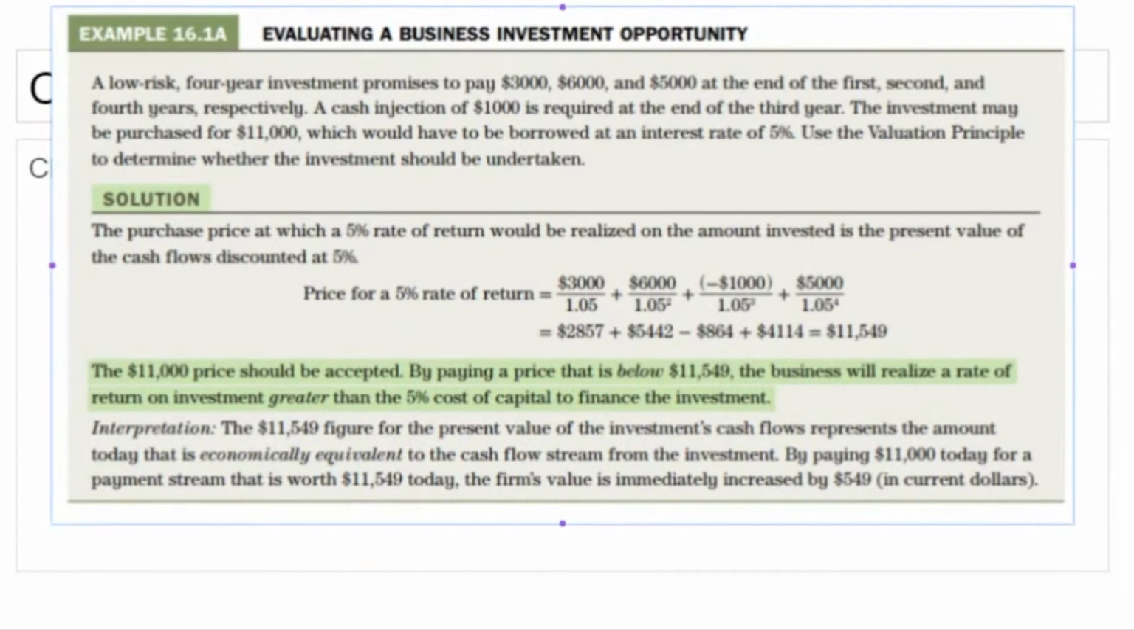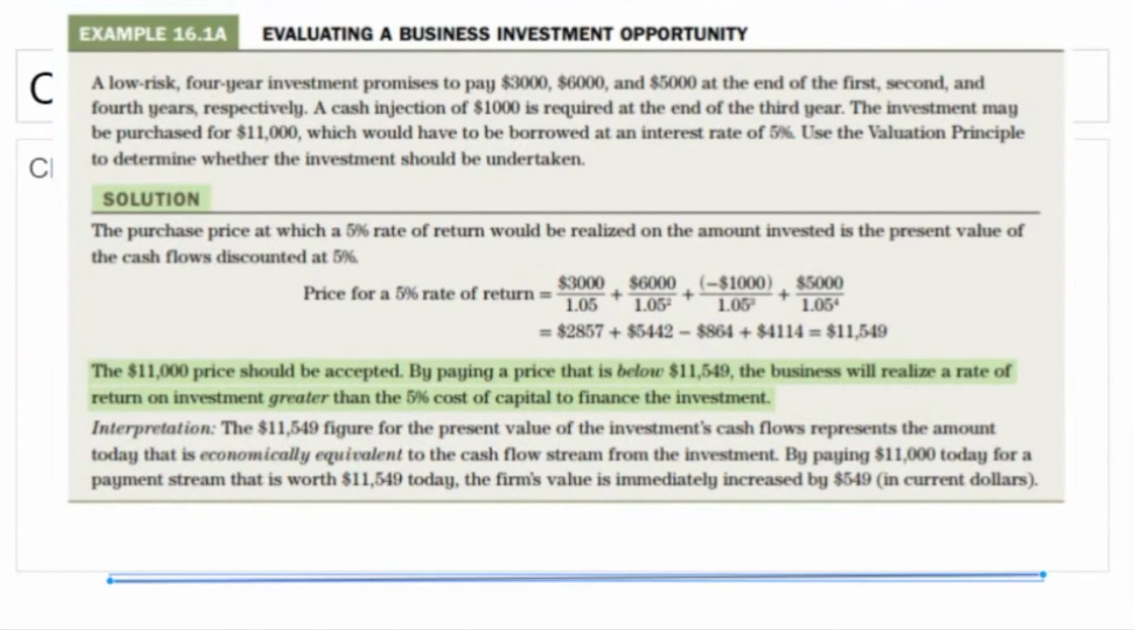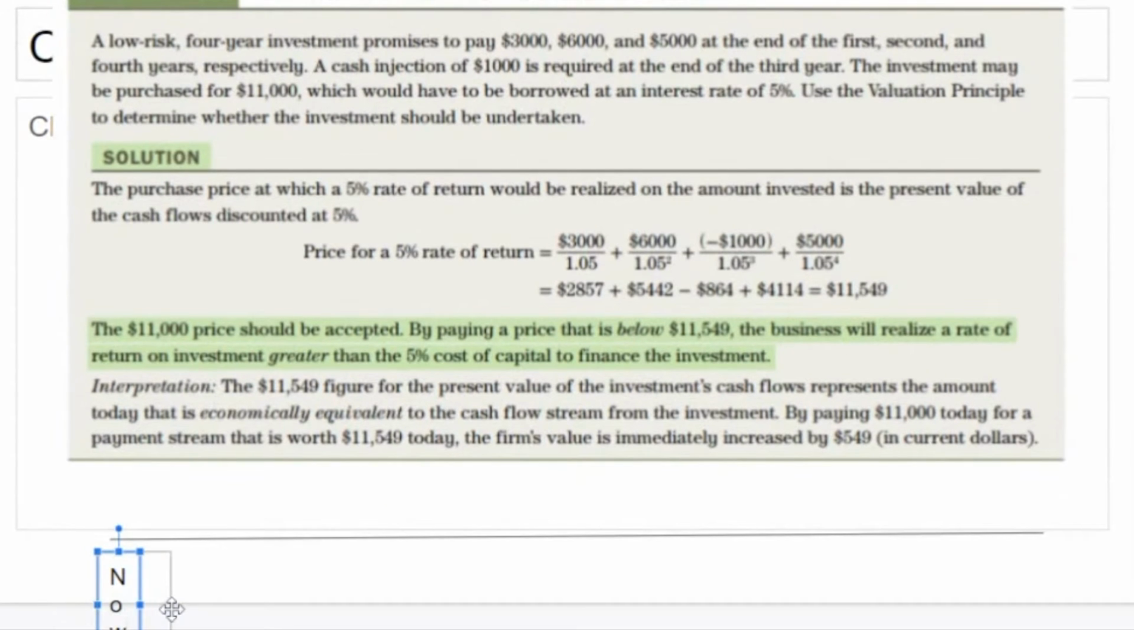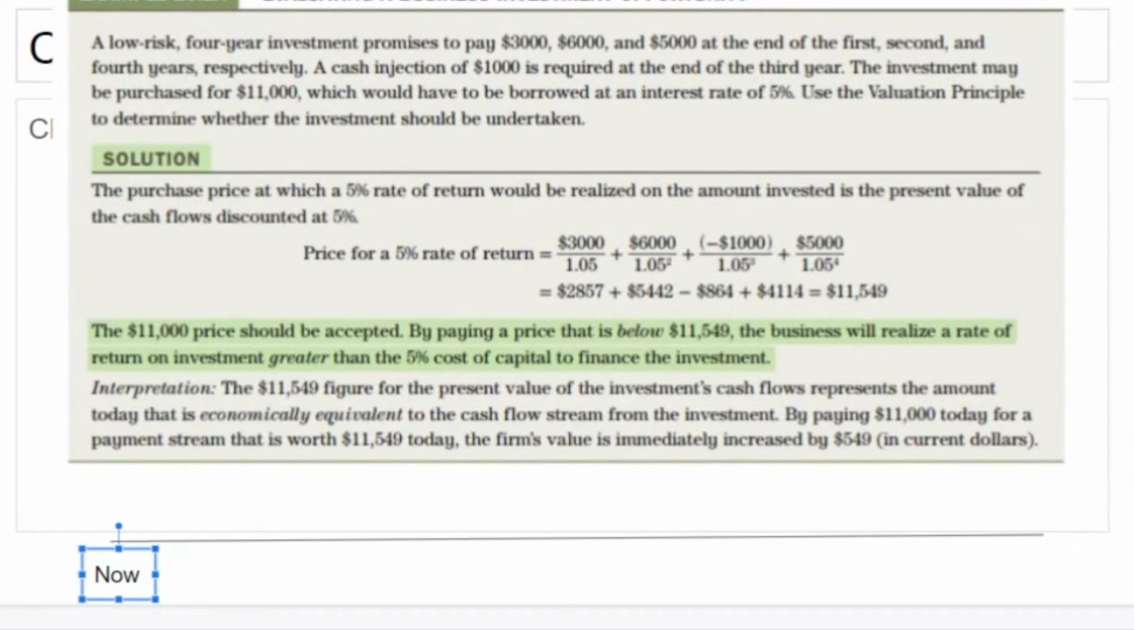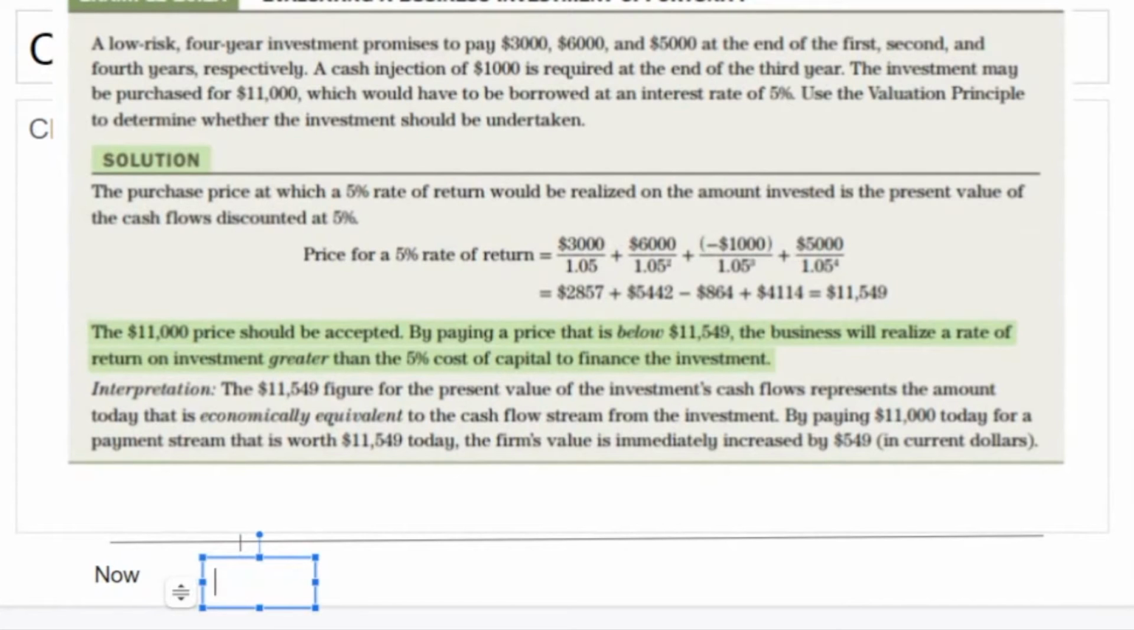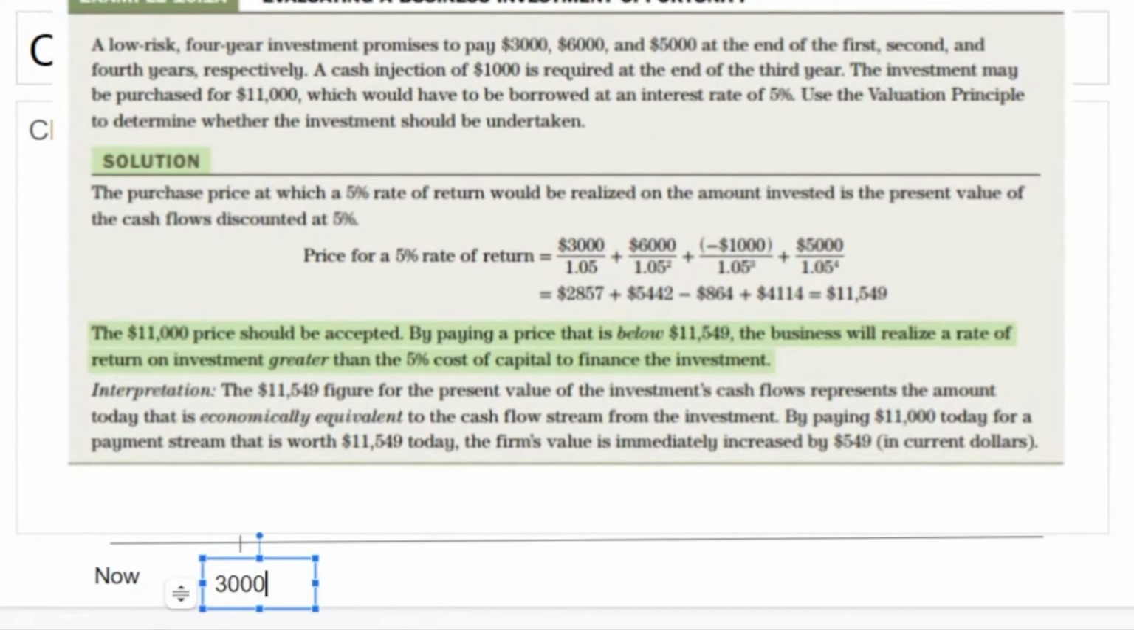Let's assume that here's a simple timeline. I'll just draw this timeline here. It's probably not very straight, but here it is. It basically says a low-risk 4-year investment promises to pay $3,000, $6,000, and $5,000 at the end of the year. So first of all, this is now. Let's assume that our timeline starts with now. And year one, I'll call that year one, we have, let's say, $3,000. I'm going to put a plus on that because that's money coming into the business.